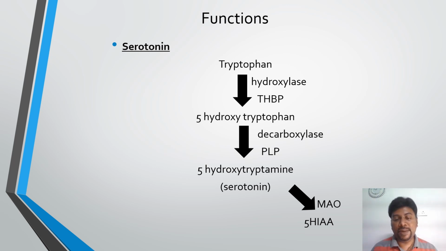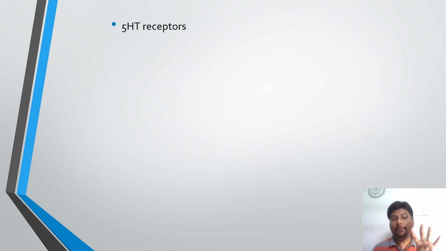But before getting metabolized or catabolized, serotonin performs a lot of functions in our body. What are those functions? Serotonin is mainly produced in four major tissues. One is brain cells, second GIT, third platelets, and fourth smooth muscle cells. In all these tissues, the serotonin produced will bind to the serotonin receptors, the 5-hydroxytryptamine receptors, and will execute various biological actions.